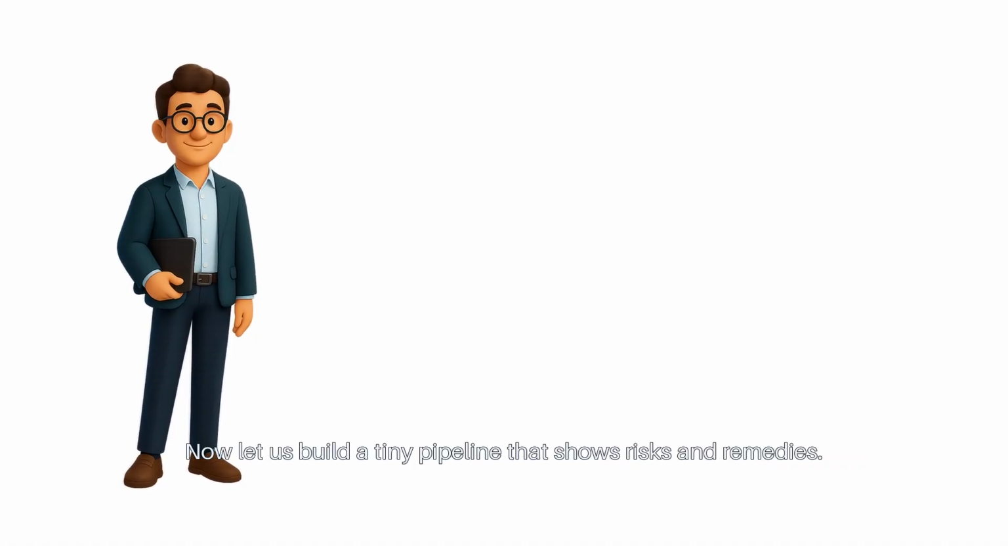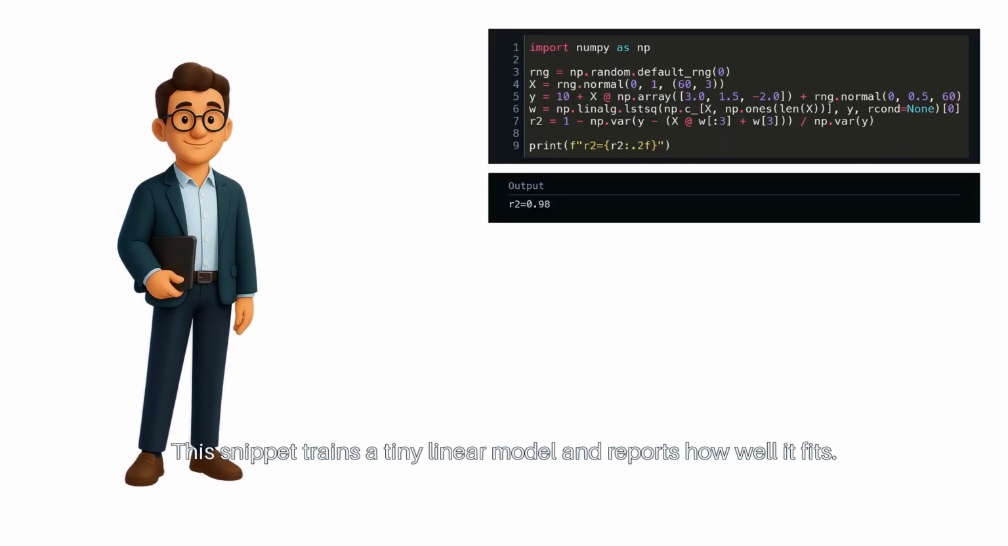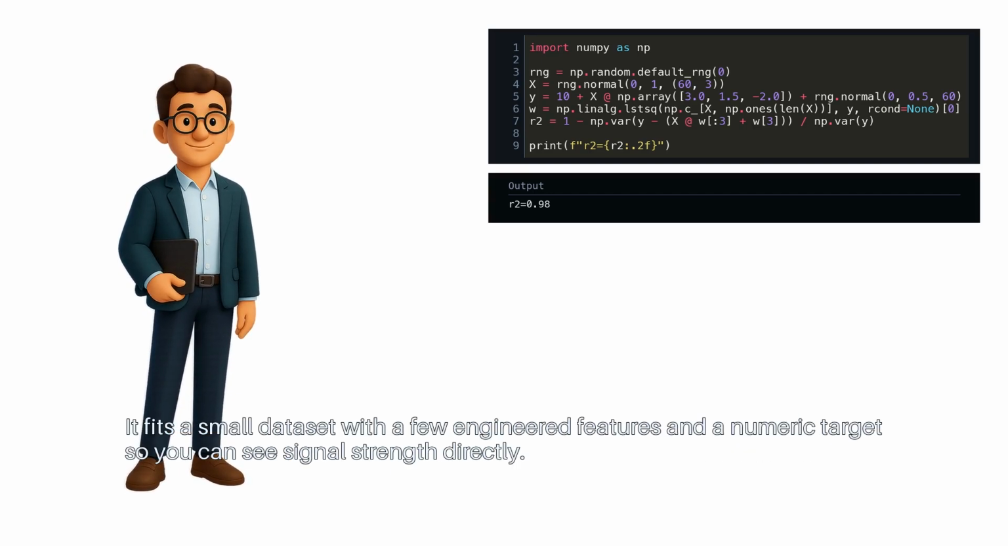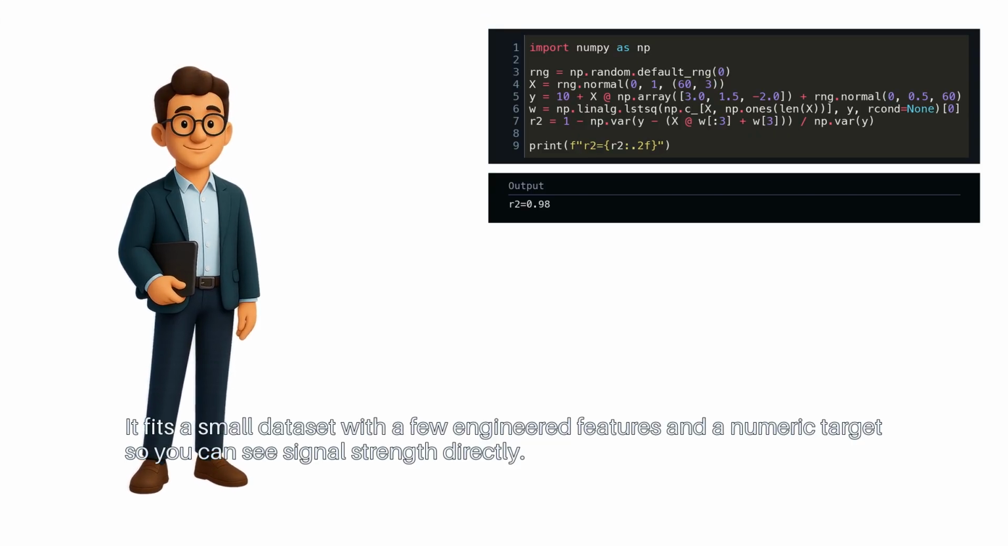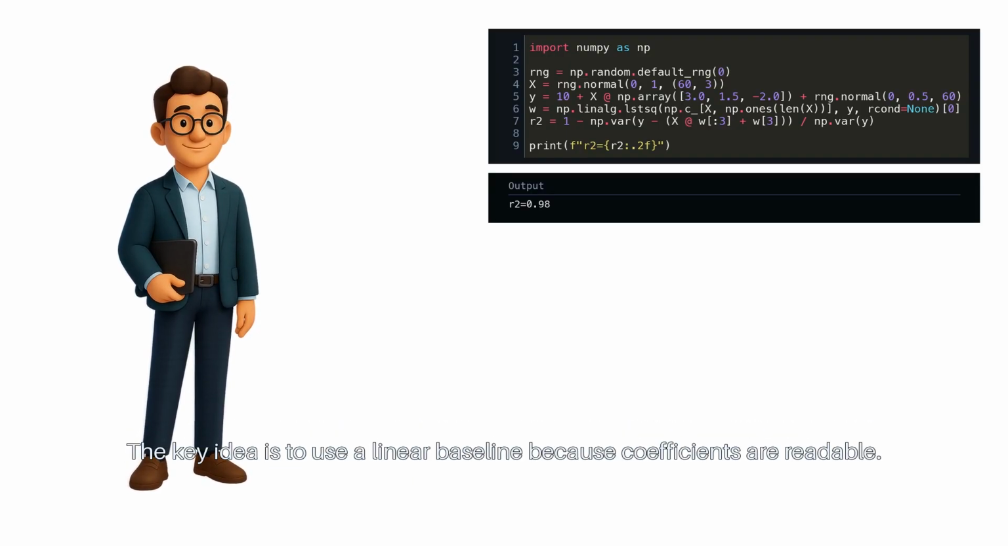Now let us build a tiny pipeline that shows risks and remedies. This snippet trains a tiny linear model and reports how well it fits. It fits a small dataset with a few engineered features and a numeric target, so you can see signal strength directly. The key idea is to use a linear baseline because coefficients are readable.